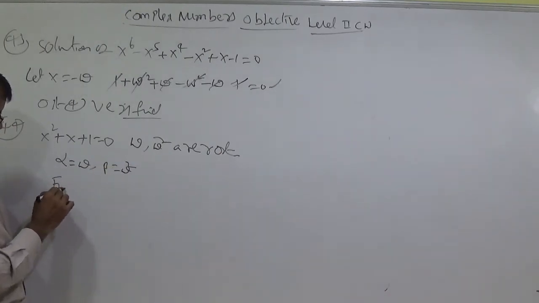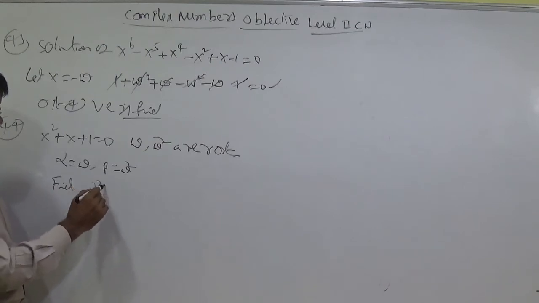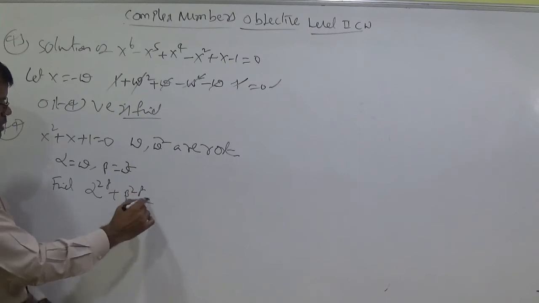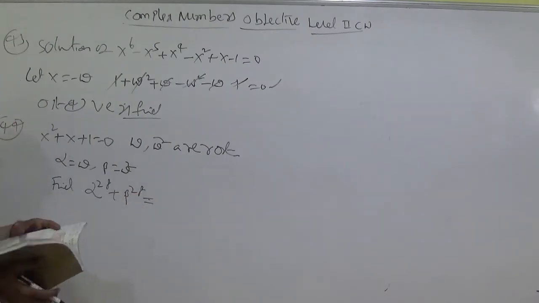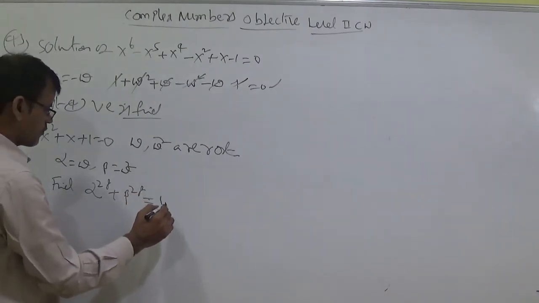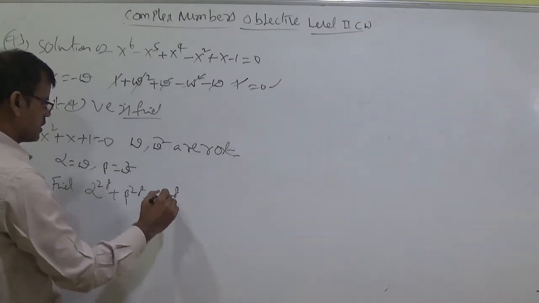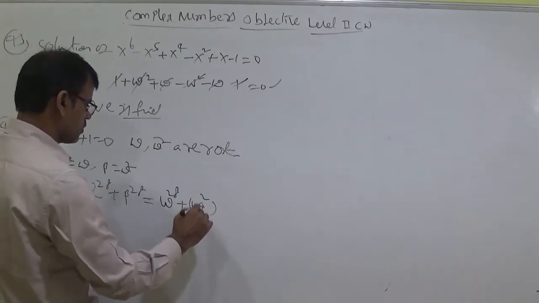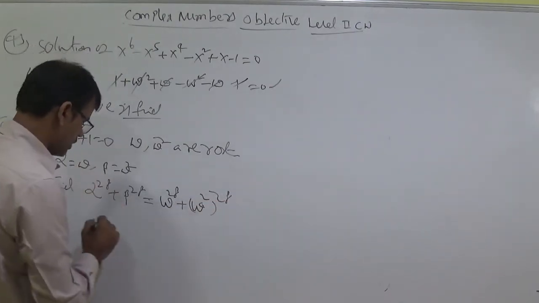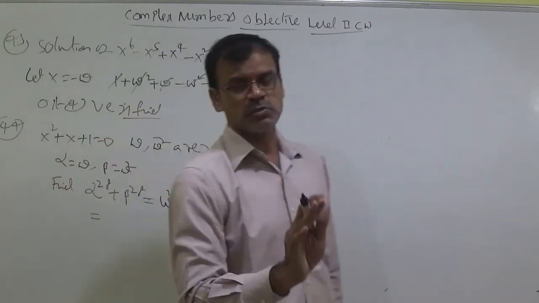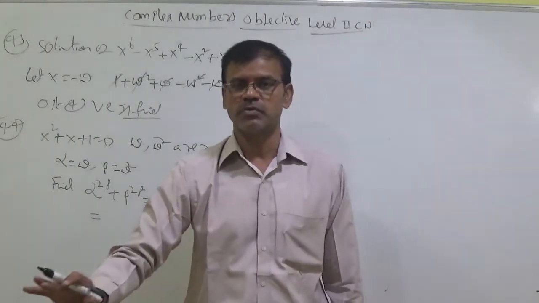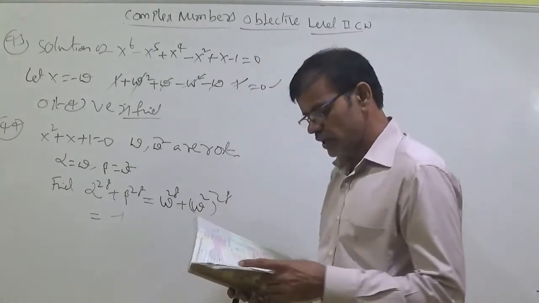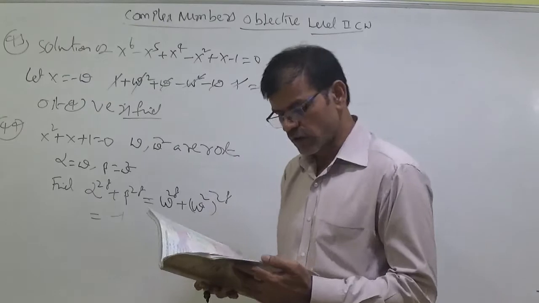Find alpha power 28 plus beta power 28. You need to calculate alpha power 28 plus beta power 28. Alpha power 28 can be written as omega power 28 and omega square whole power 28. I said that whenever the power of omega is not a multiple of 3, you can directly write omega plus omega square, the concept is minus 1. Whenever it is a multiple of 3, then you can write 1 plus 1.